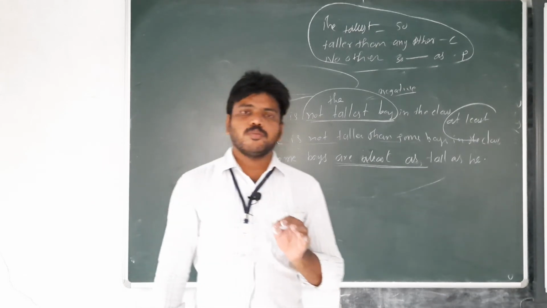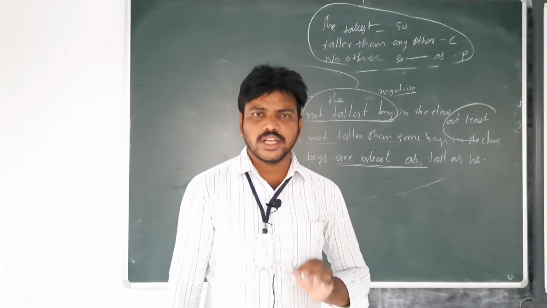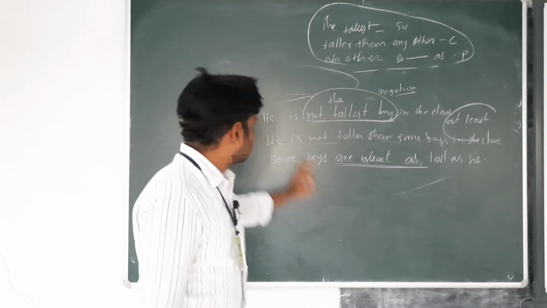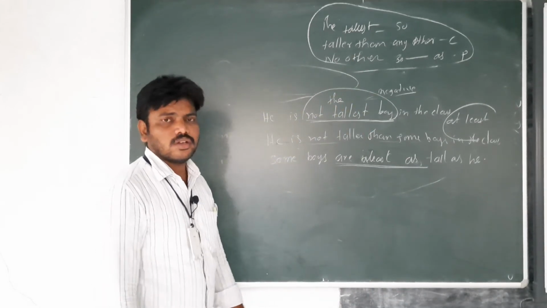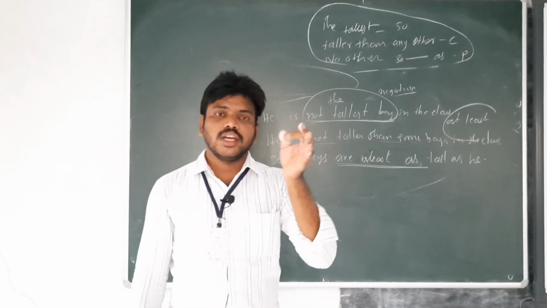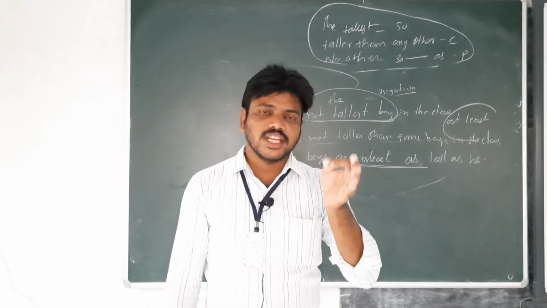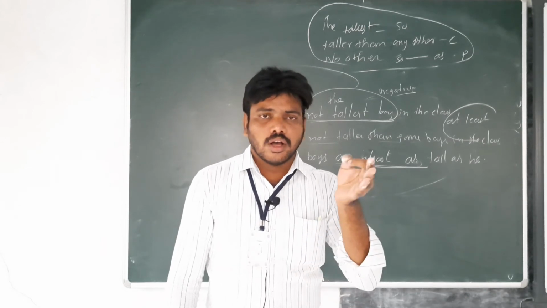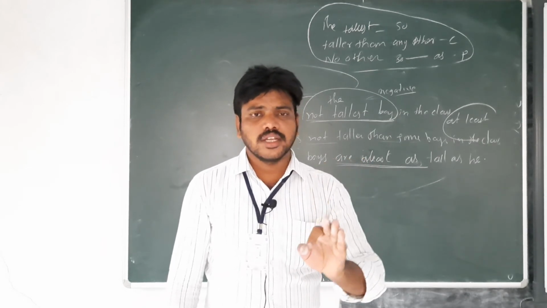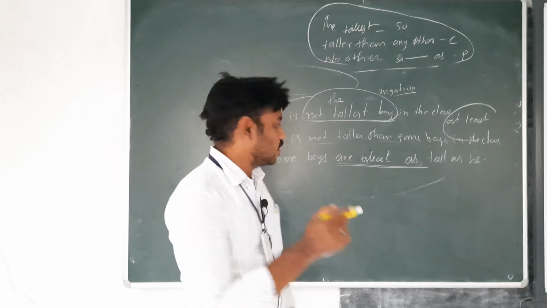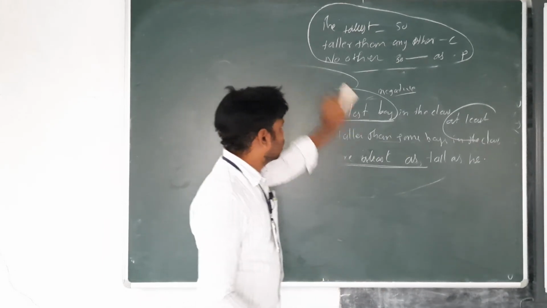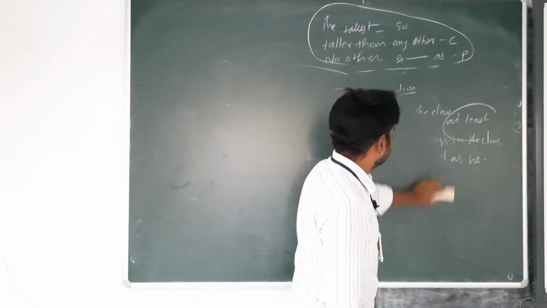So, if the superlative degree is in a negative sentence, this type of structure you should write, and the sentence you should change like this. If the sentence is negative in superlative degree, then in comparative and positive degree, always write "at least." Very, very important. One more example we will see.